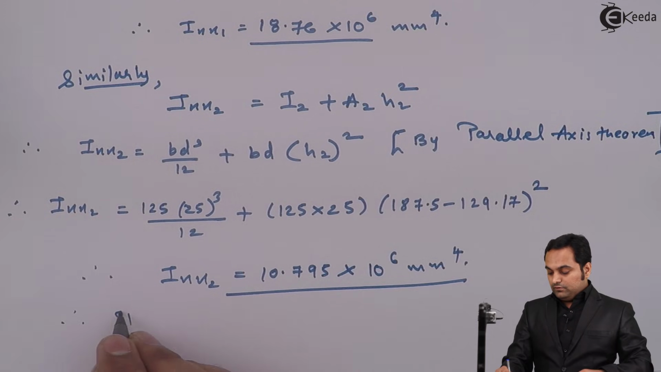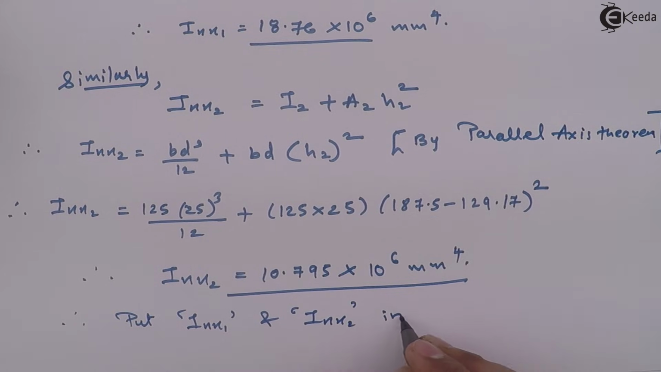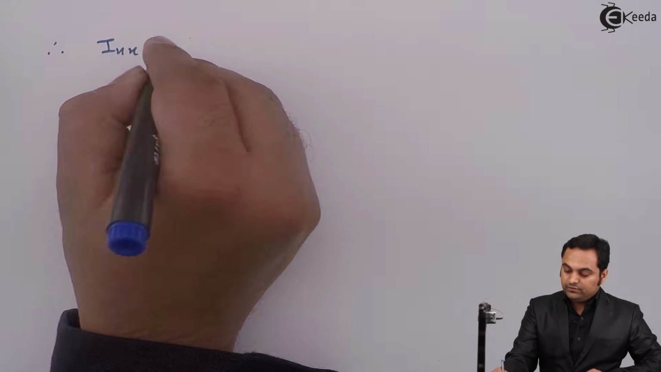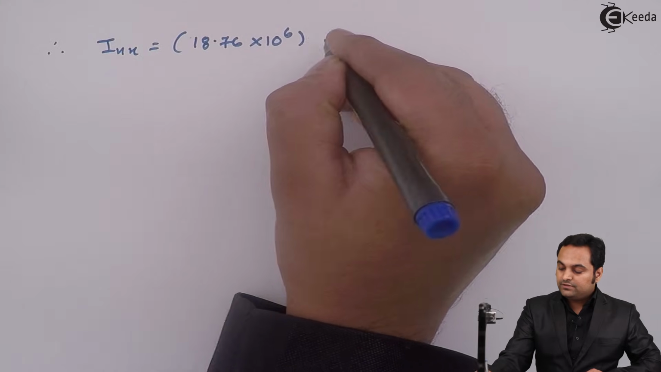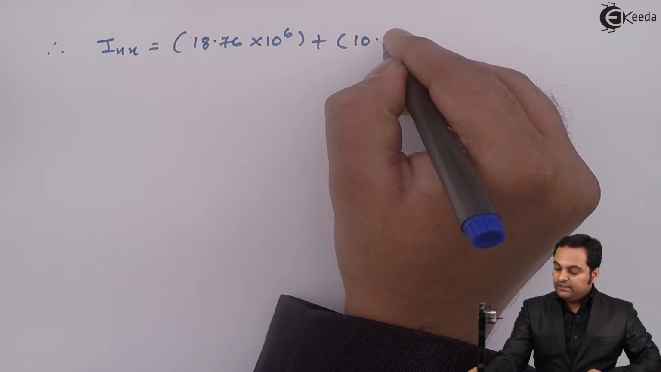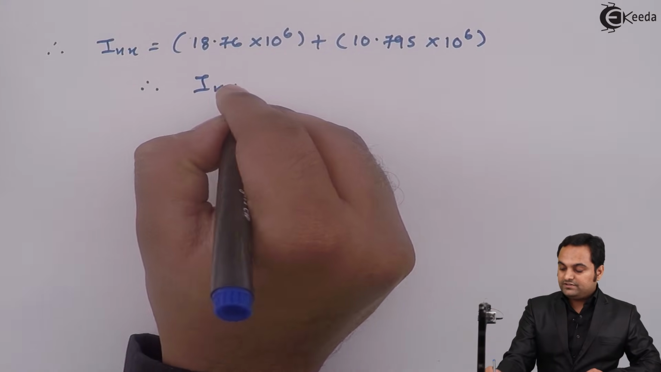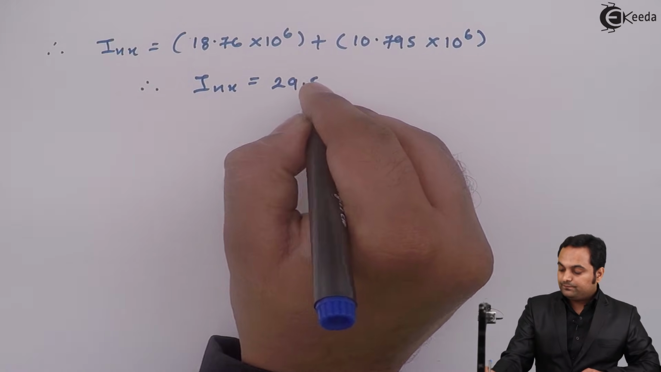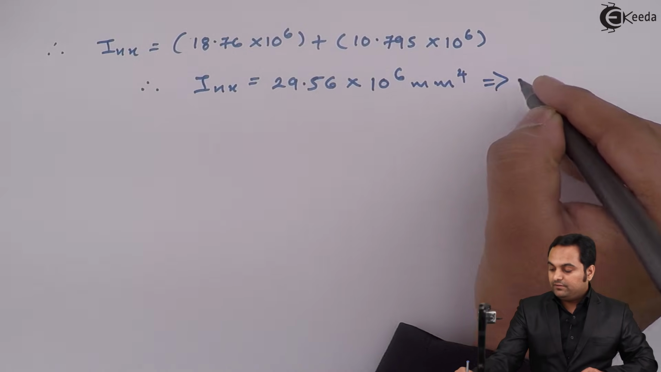So therefore put Ixx1 and Ixx2 in equation number second. So I'll add the values. Therefore Ixx is equal to Ixx1, 18.76 into 10 raised to 6, plus Ixx2, 10.795 into 10 raised to 6. So therefore the Ixx value comes out to be 29.56 into 10 raised to 6 mm raised to 4, and this is nothing but I.